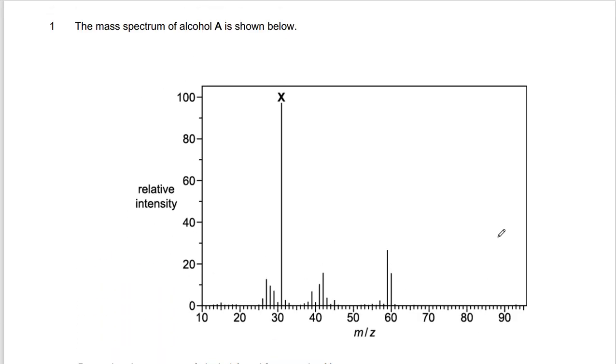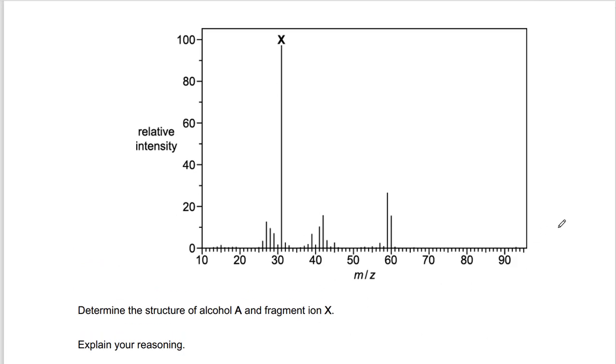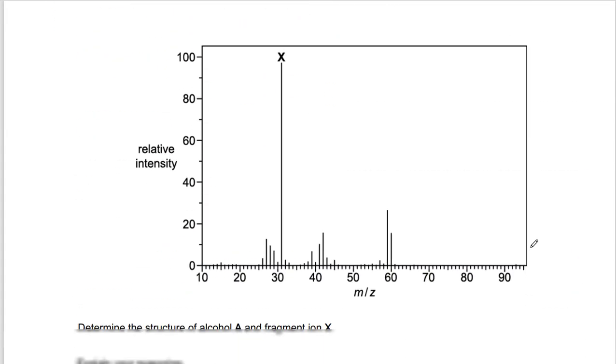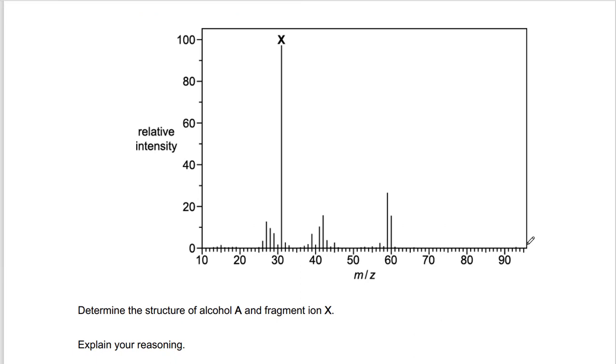So it says that alcohol A, this is a mass spectrum. Determine the structure of alcohol A and fragment ion X. So it's only 3 marks, so it can't be that complicated. So it must be something fairly straightforward. Now, the molecular ion peak is this peak here at 60.